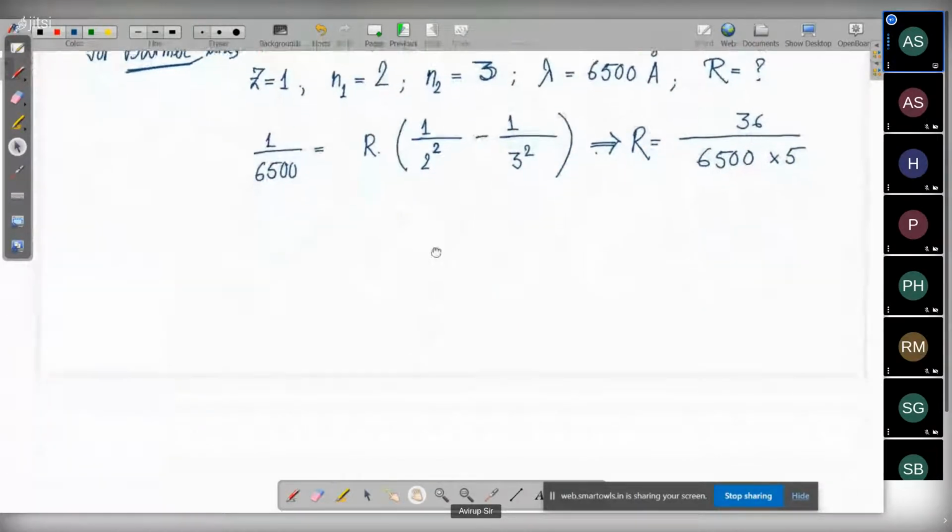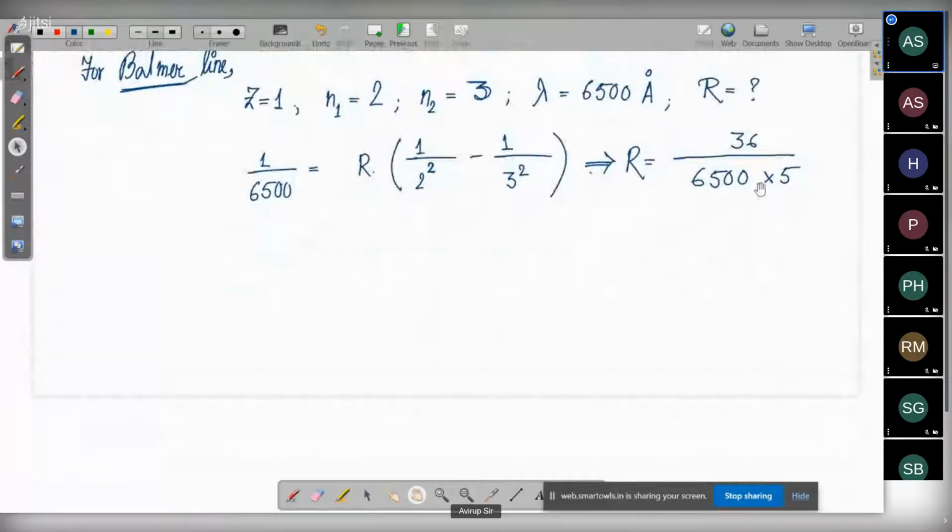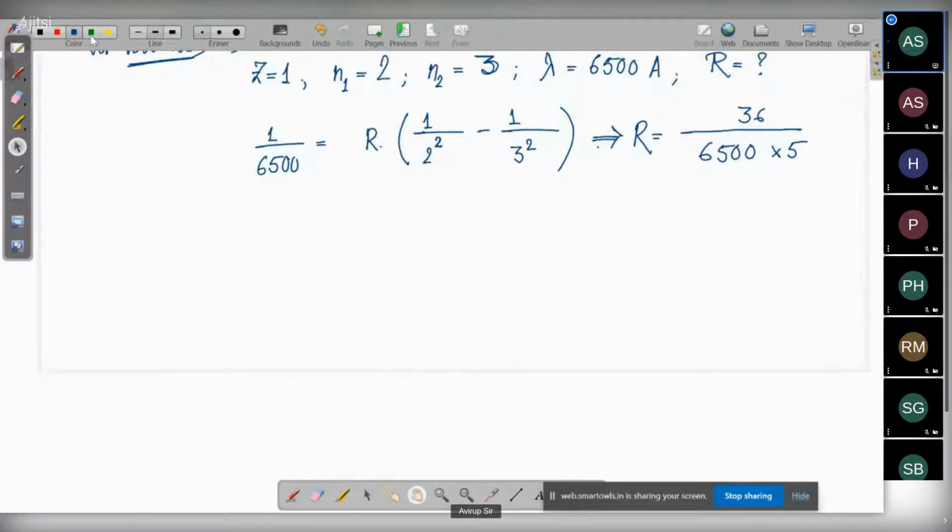Now see for the Balmer line what is happening. We have not done the calculation here. We will do it later, in the final step. So we have calculated for the Balmer line. Now it is given for the Paschen line. We have to find it out.